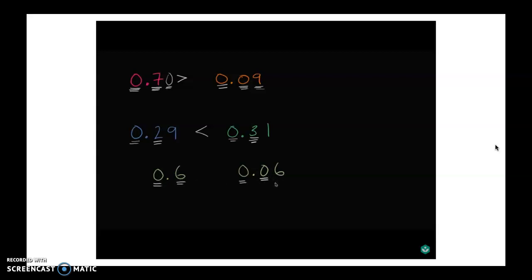Hundredths are much smaller than tenths. They're a tenth the size of a tenth. So this has 6 tenths, this has 0 tenths, so this number is larger. 0.6 is greater than 0.06. It's actually 10 times greater, but we can talk about that in other videos.